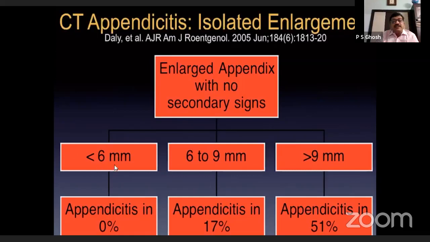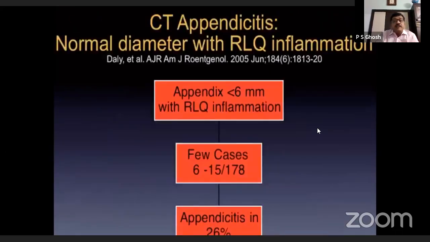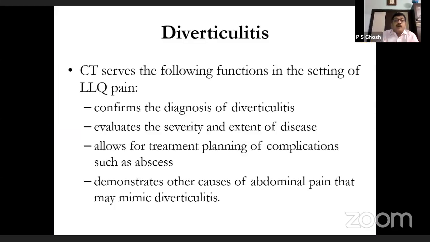If you see it is less than 6 millimeters, it is 0. If it's more than 9, it is pathological in most of the cases, around 50%, even in the absence of secondary signs. If the appendix is not identified and there are no secondary signs, the chance of appendicitis is very low. But if the appendix is normal with signs of right lower quadrant inflammation, then appendicitis is possible in 1/4 of the cases. But you have to think of the other options too.